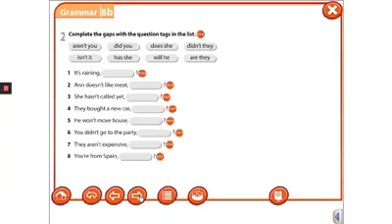In exercise 2, you have to complete the gaps with the question tags in the list. So let's practice the question tags in this exercise. Write the question tags given in the right sentence.